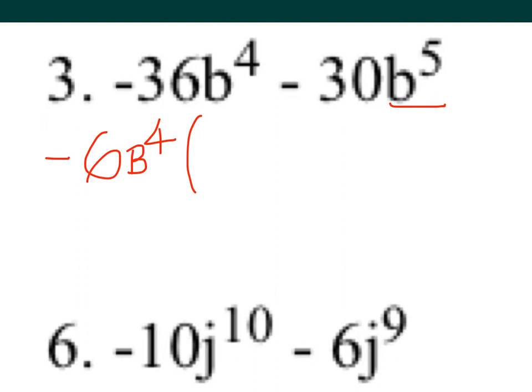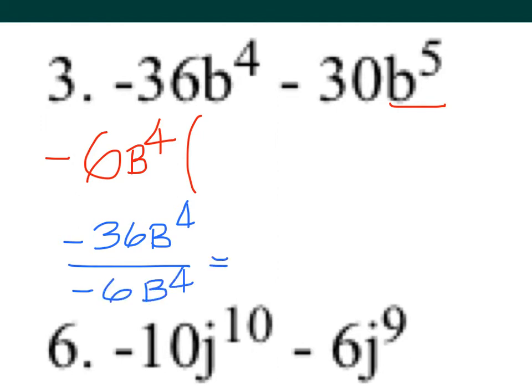This is where you can set it up like this. I need a different marker. You can do negative 36 b to the fourth divided by negative 6 b to the fourth. What is negative 36 divided by negative 6? It's just 6. And I really don't need an equal sign because we'll put the answer up here. B to the fourth divided by itself gives you what? 1. It's 1, so there's nothing to put in there.